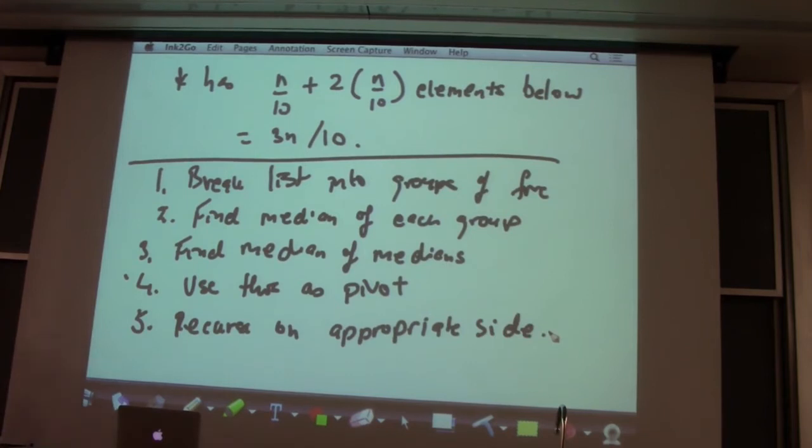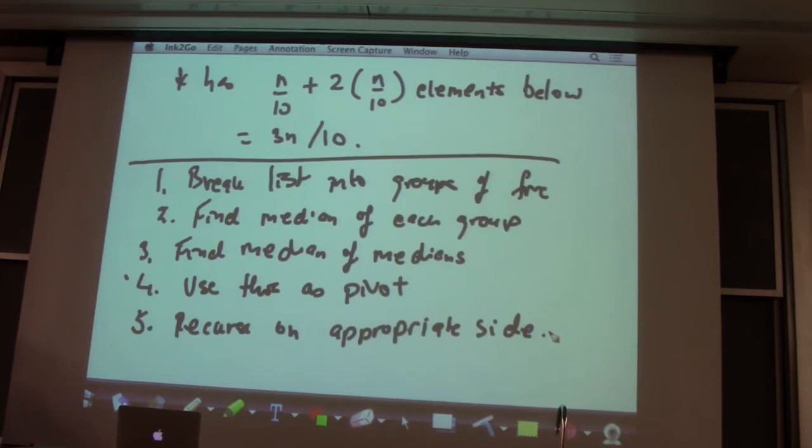Notice that there are 2 recursions here, not 1. I promised you 1, I'm giving you 2. So if you want to grumble, now's a good time to do it. I'm breaking the list into groups of 5. I find the median of each group. I find the median of medians recursively. I just claimed or proved to you that the rank of this pivot element is going to be good. So when I actually find its rank, whatever it happens to be, it's going to be between 3n over 10 and 7n over 10. So when I do the recursion, I'm not going to have to worry too much. The set I'm going to recurse on is going to be reasonably small.